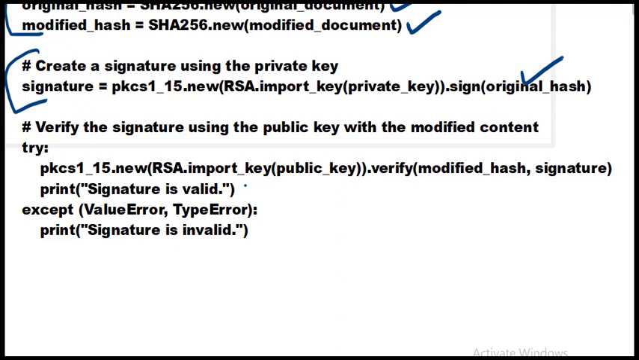If the verification is successful, it prints signature is valid. If the verification fails due to a mismatch between the hash and the signature, it catches the exception and prints signature is invalid.